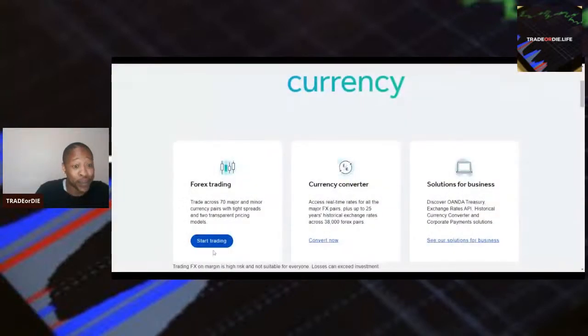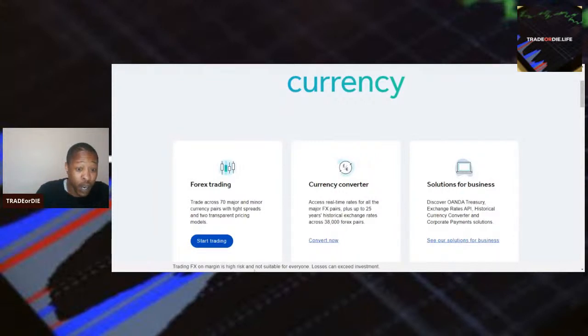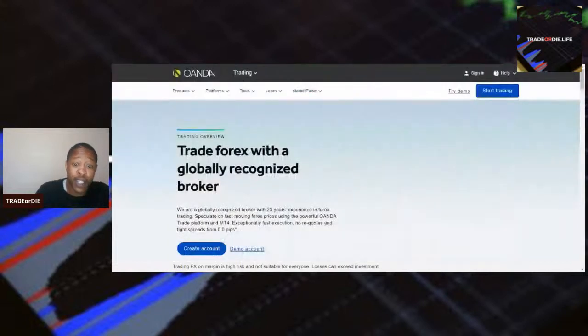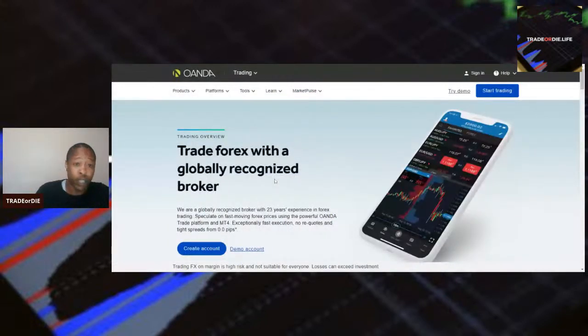I use OANDA because I used to use FXCM, but they ran into trouble with the law, so they lost a lot of money. They're no longer in service, so we don't use them no more. So OANDA is pretty good though. Oh, also trading forex on margin is high risk and not suitable for everyone. Losses can exceed investment. You notice they tell you that in forex, but not stocks. The thing about forex, it's very possible to lose money and owe the brokerage money. Whereas stocks, once the price gets to zero, it's done. Forex isn't quite like that.